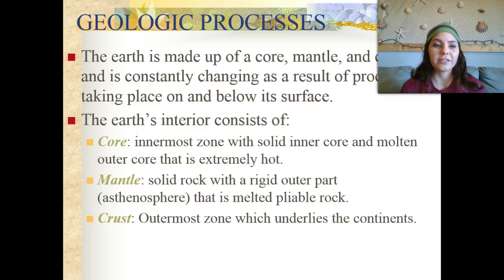The Earth's interior consists of different layers. We have our core, which is the innermost zone with a solid inner core and a molten outer core that's extremely hot, under very large amounts of heat and pressure. The mantle is solid rock with a rigid outer part, and the asthenosphere is melted, pliable rock. And then we have our crust, which is the outermost zone, and it underlies the continents. We have 2 types of crust. We have the oceanic crust, which covers about 71% of Earth, and then we have our continental crust. That's where we live.